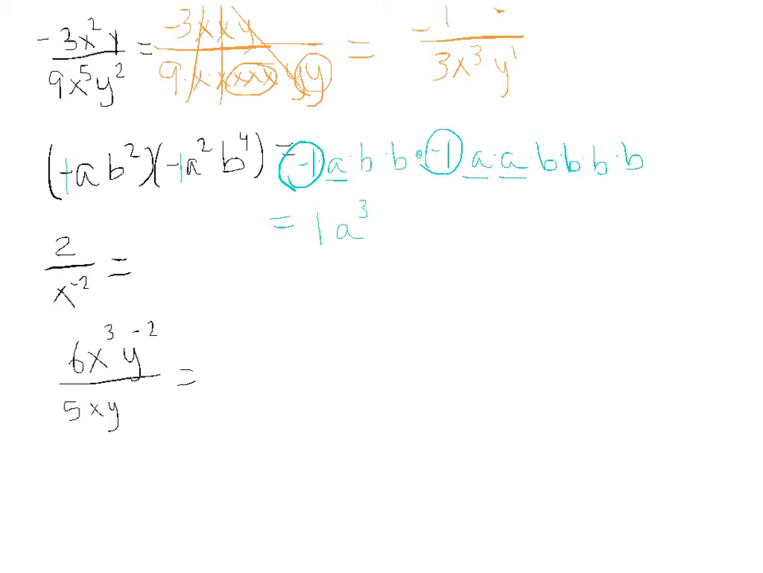And how many b's multiplied together? 1, 2, 3, 4, 5, 6. B to the 6th. Again, notice you could have just added those exponents there when they're multiplied.